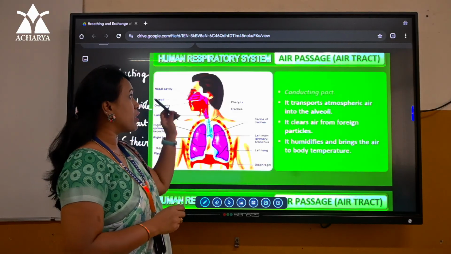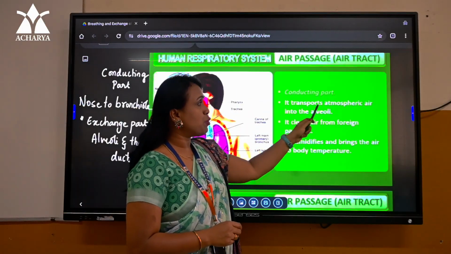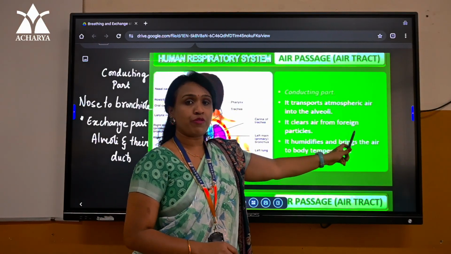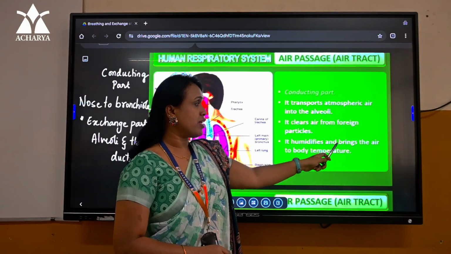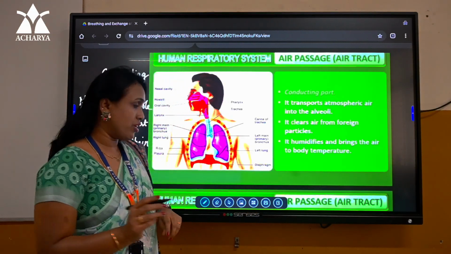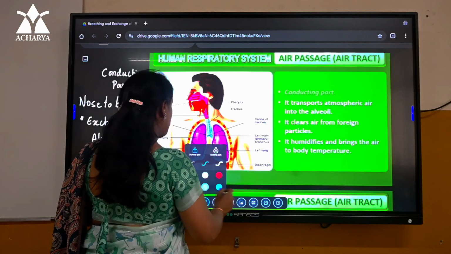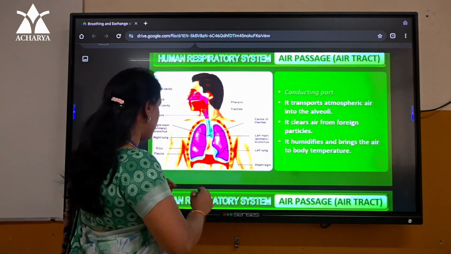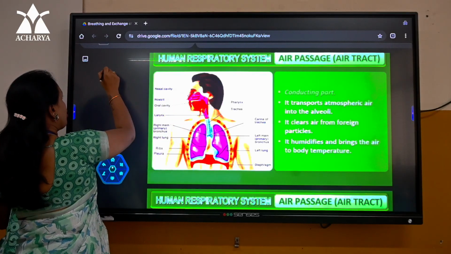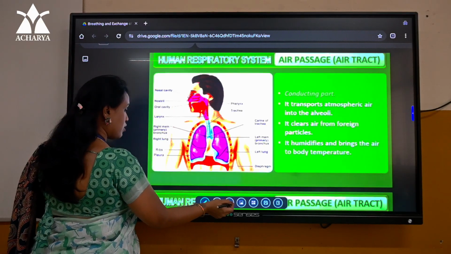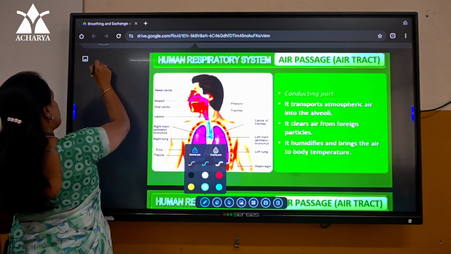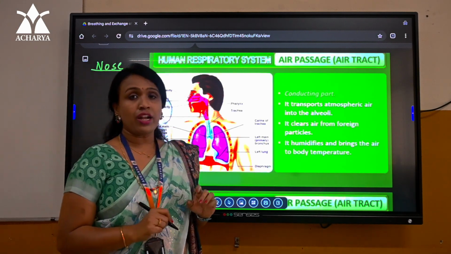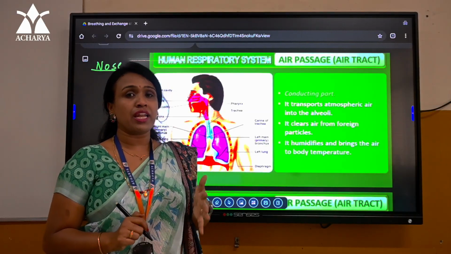Next, coming to the conducting part, it transports atmospheric air into the alveoli. It also clears the air of foreign particles. It humidifies the air and brings it to body temperature. Let us take the example of the nose and how it purifies the inhaled air. The nose is the receptacle organ of our inhaled air, that is the organ of inhalation.